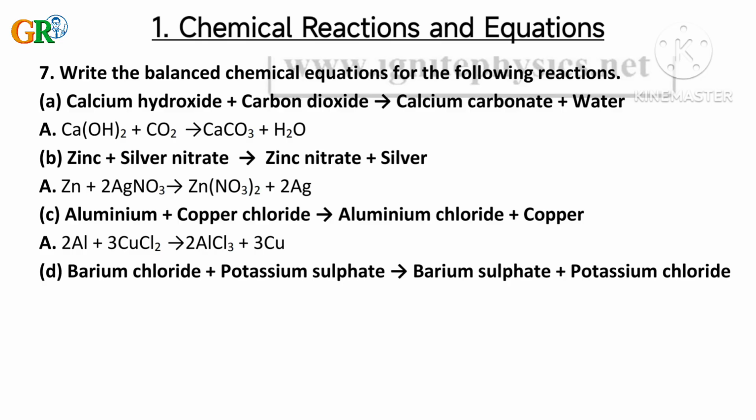D. Barium chloride plus potassium sulfate gives rise to barium sulfate plus potassium chloride. The chemical equation is BaCl2 + K2SO4 gives rise to BaSO4 + KCl. The balanced chemical equation is BaCl2 + K2SO4 gives rise to BaSO4 + 2KCl.